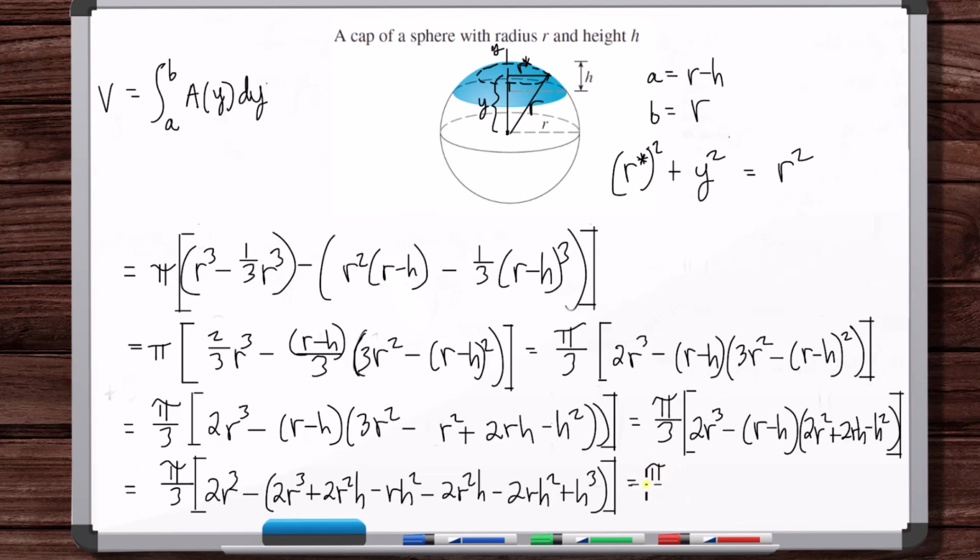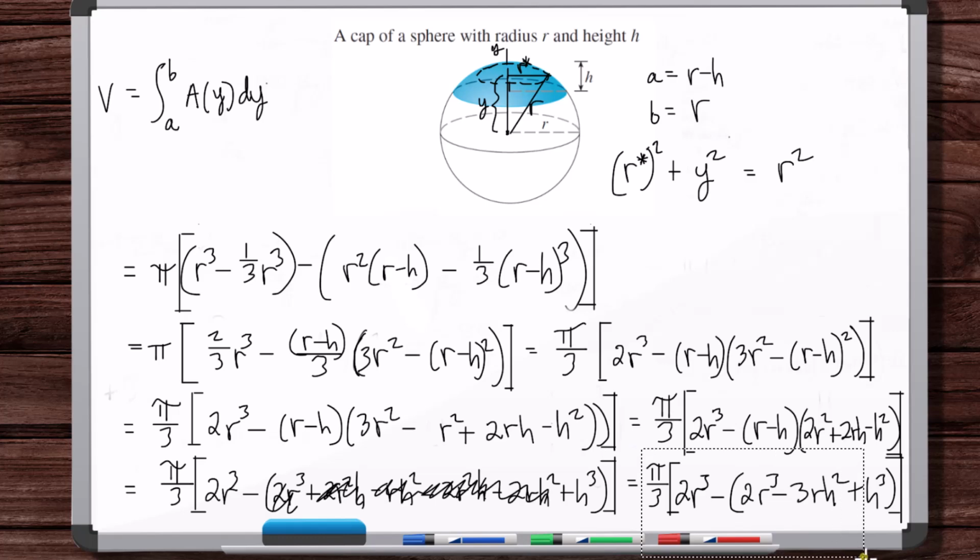Okay, and so this is 2r cubed minus, and this is 2r squared h minus 2r squared h. So this goes away. Okay, so we're left with 2r cubed minus rh squared minus 2rh squared, minus 3rh squared, and then plus h cubed.